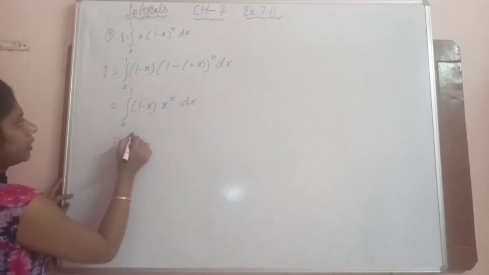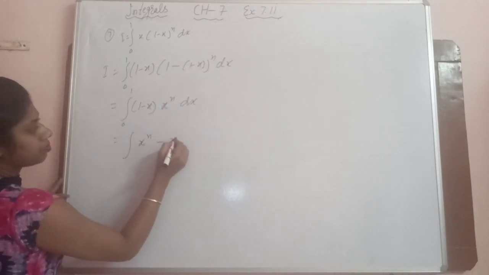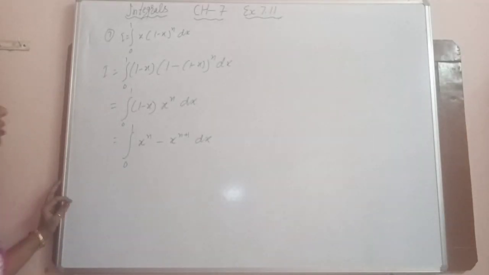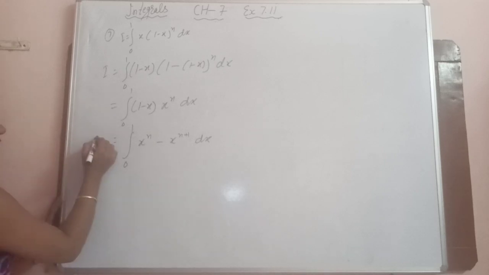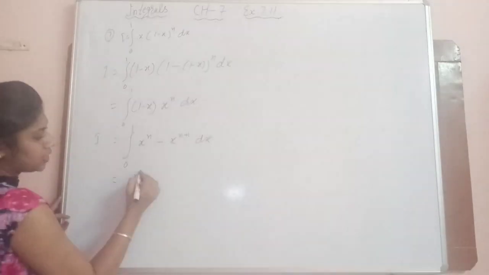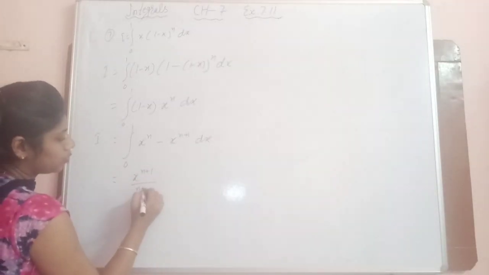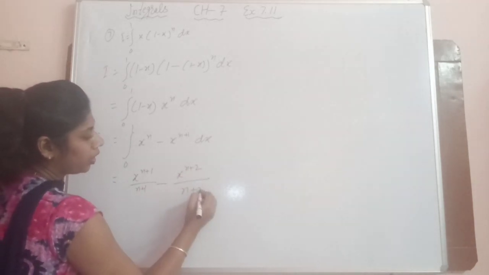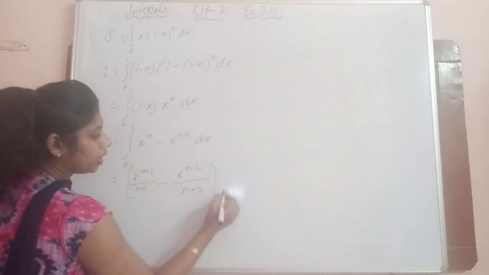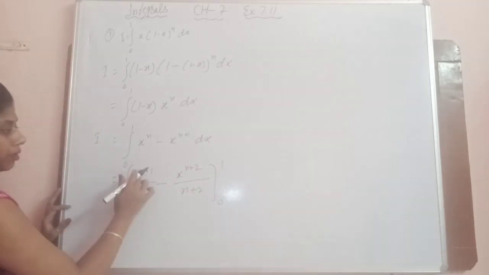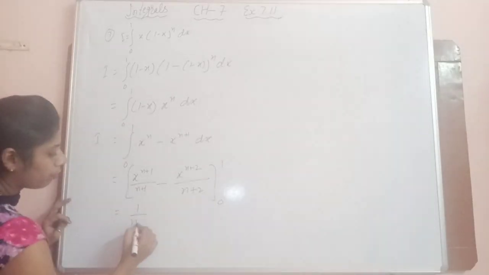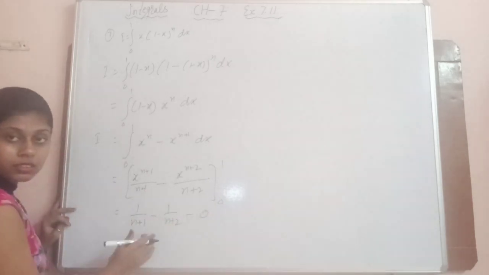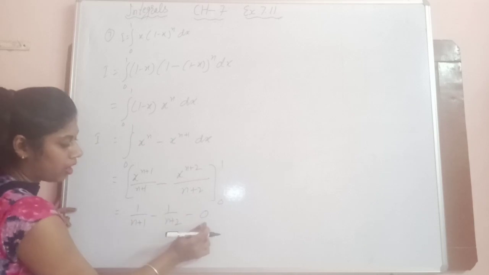Now multiply it, n plus 1. Now directly integrate. x raised to power n plus 1 upon n plus 1, minus x raised to power n plus 2 upon n plus 2. Now put the limits, upper limit minus lower limit. Firstly put 1 upon n plus 1, minus 1 upon n plus 2, and then the lower limit will become 0.